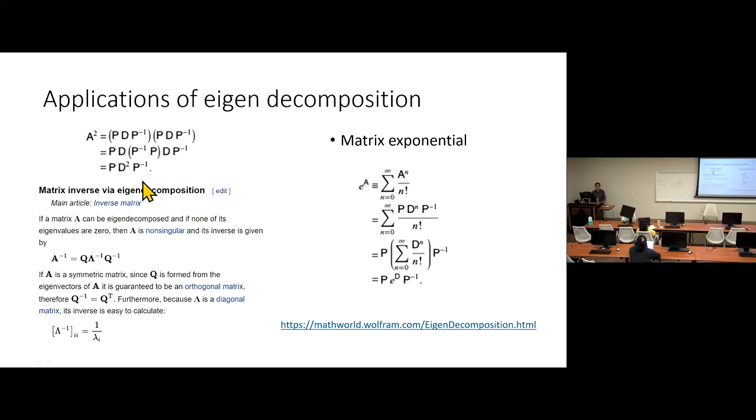D contains just these eigenvalues. So basically you translate this computation of the power of the square matrix into computing the power of these individual values. Okay, this makes the computation much faster.